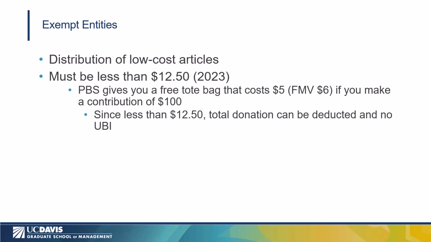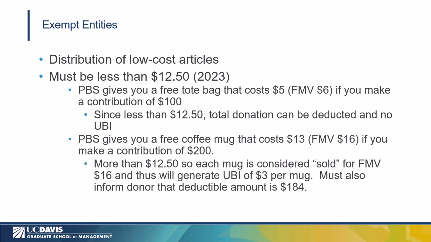Because remember, there's a quid pro quo on donations. If you receive something in return, then you're supposed to reduce your donation, your charitable contribution, by that amount. But if it's below the low-cost article limit, you don't have to. If, on the other hand, they gave you a free coffee mug for a contribution of $200, and the mug costs $13 with a market value of $16, well, because that's more than $12.50, each mug is actually considered sold for its fair market value. So that would generate unrelated business income of $3 per mug, and you would also be required to inform the donor that there's been a quid pro quo. For their $200 donation, they got a $16 mug, and as a result, the deductible amount is only $184.